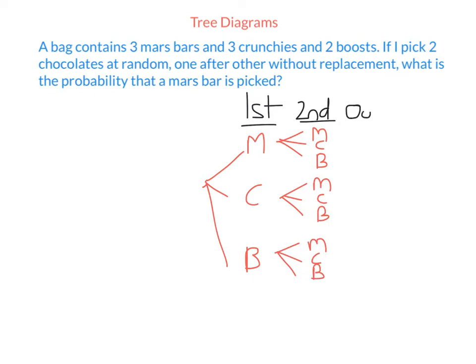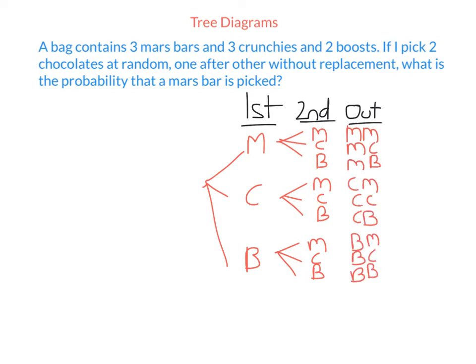And now what I'm going to do is list all the outcomes. So to find the outcomes, I just follow the branches. So I have MM, that's getting a Mars bar both goes, so getting 2 Mars bars, or I can get a Mars bar, then a crunchie, a Mars bar, then a boost, and so on.